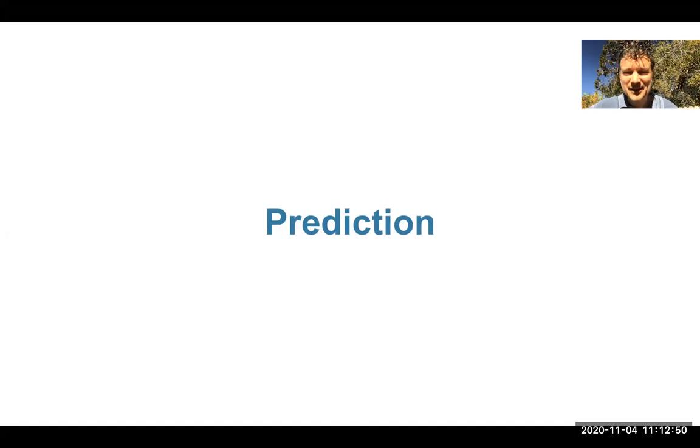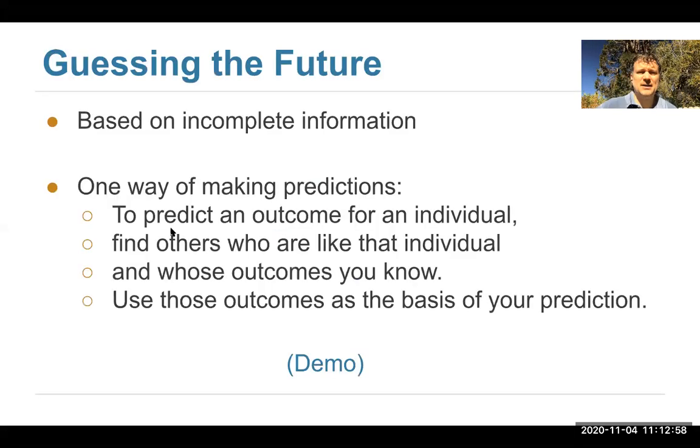So let's start by looking at one way you could make predictions given some historical data. Let's say we have some historical data about how things have turned out in the past, and we want to now make a prediction about how things are going to go in the future. Usually we have incomplete information, and we're making the best guess we can about how things are going to turn out.